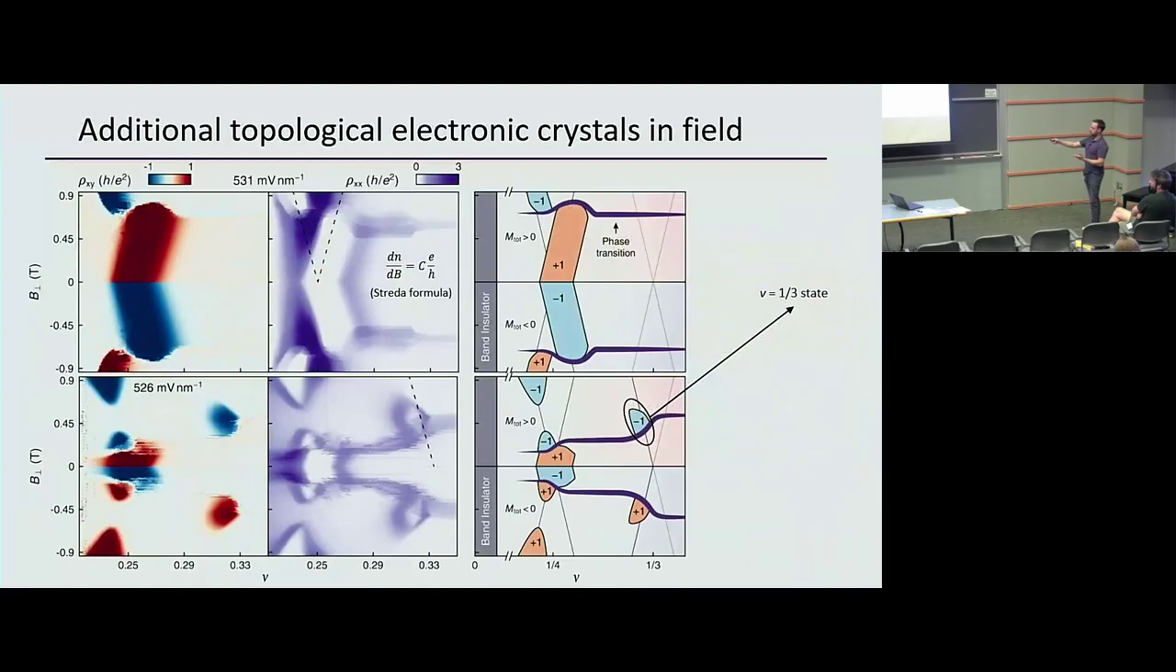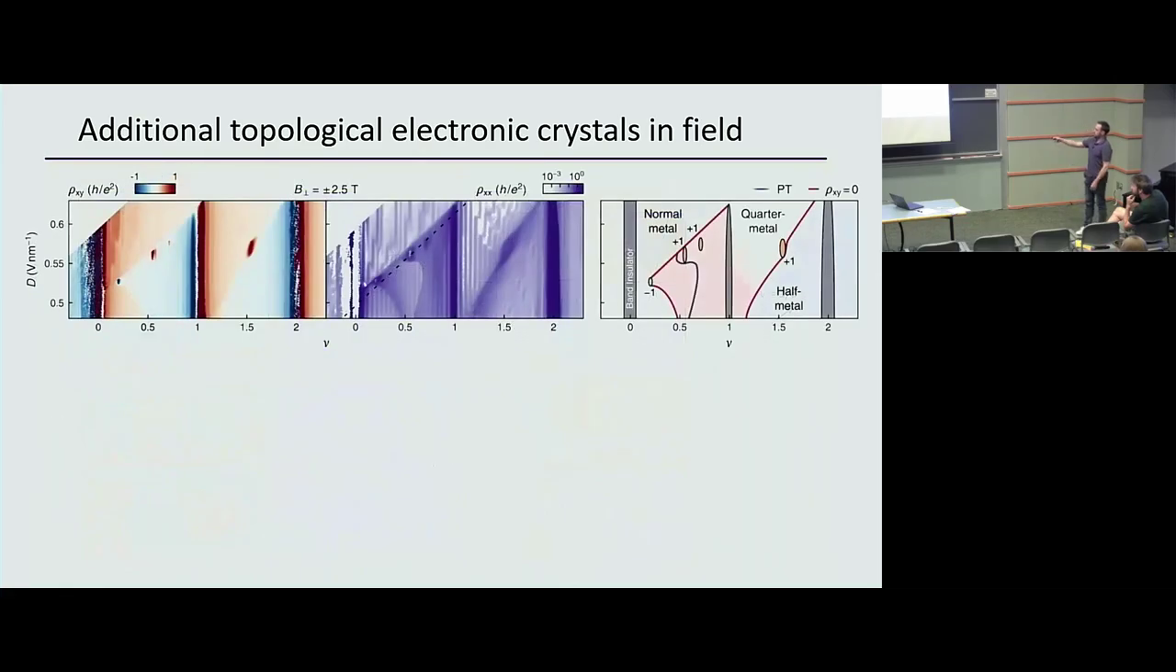If we redo this Landau fan diagram at a slightly different displacement field, we see similar physics at low field, but then this state dies and is replaced by a different integer quantum Hall state that projects to 1/3 filling of the band and also has Chern number of -1. So basically this quarter-filled state is killed in favor of a state that triples the area of the unit cell.